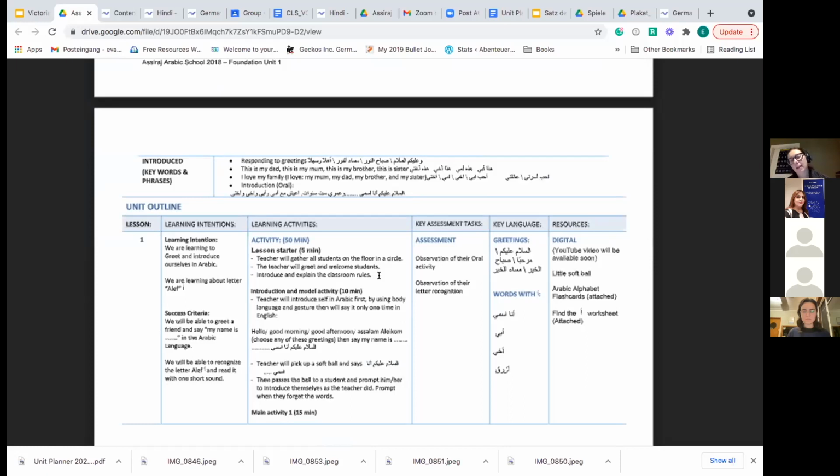So how many people live in your house? 1, 2, 3, 4, 5, 6, whatever. How many people live in your village? 1, 2, 3, 4, 5, 6, 7, 8, 9, 10, and so on. So you use the numbers in aligning with your topic, and with most topics you can use numbers at some stage, and connect it with it.